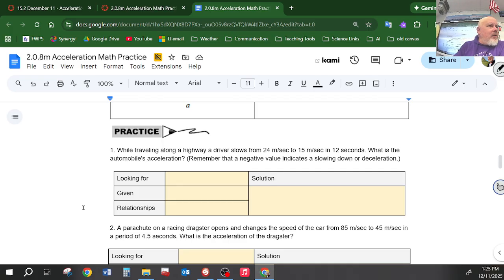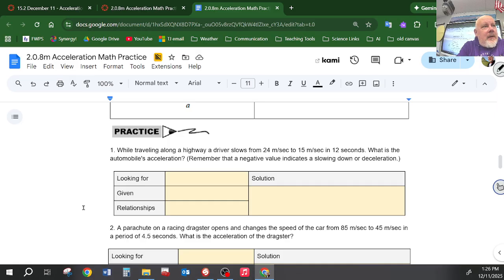Okay, so the question actually says, while traveling along a highway, a driver slows from 24 meters per second to 15 meters per second in 12 seconds. Now I realize I'm off screen here, but I'm going to write this down. Okay, so the driver slows from 24, and I'm writing this down on a piece of paper. I'll show you the piece of paper in a moment. Meters per second. So that's from 24 meters per second to 15 meters per second. All right. Now I recognize that as being velocities.